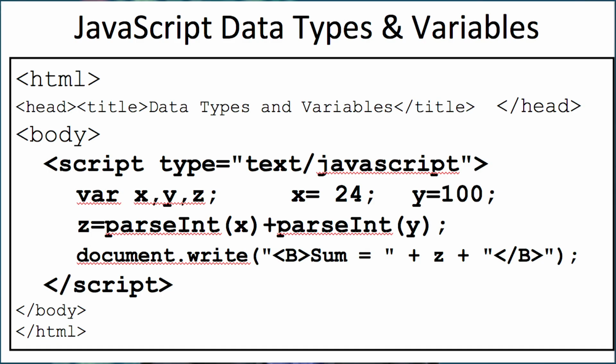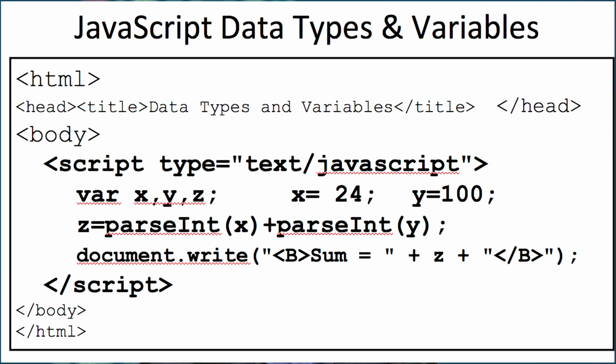Now inside this JavaScript we have three variables, x, y, z. We have three variables x, y, z, and we have initialized the values of x and y. x equals 24 and y equals 100. So these two variables are initialized. Now we are writing the second line. You can see z equals parseInt x plus parseInt y.